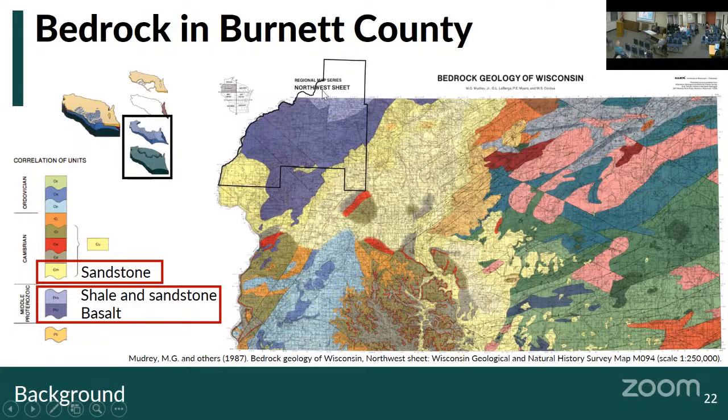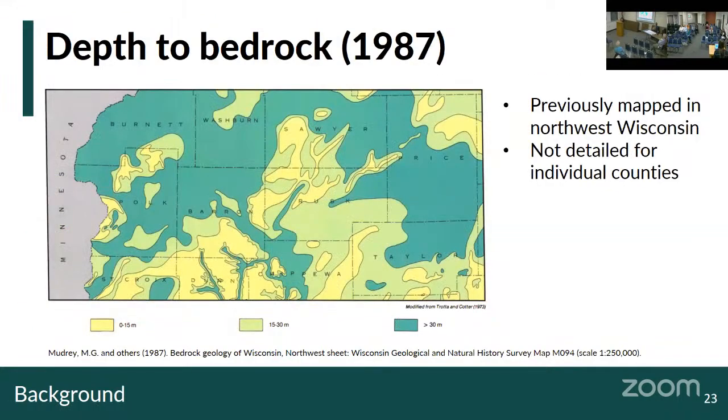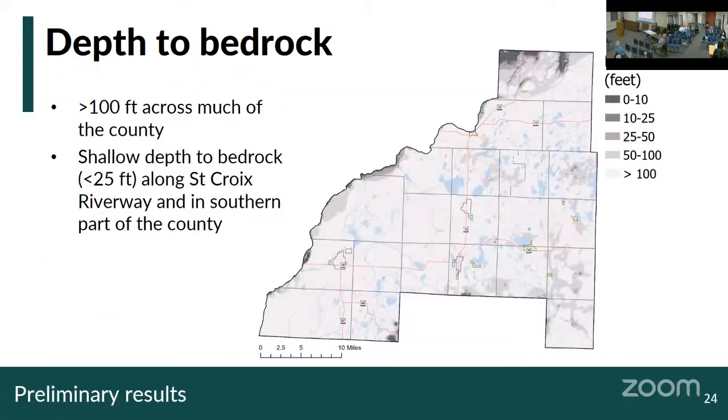In the northern part of the county, we have some shale and sandstone. And then this yellow stuff is another sandstone. So this is some of the solid rock you could expect to hit in Burnett County. This is for the same kind of area in Northwest Wisconsin, mapped at a much coarser scale. So when you look at individual counties, it's not super detailed or helpful. So we did make a county scale map for Burnett County, which is shown here.